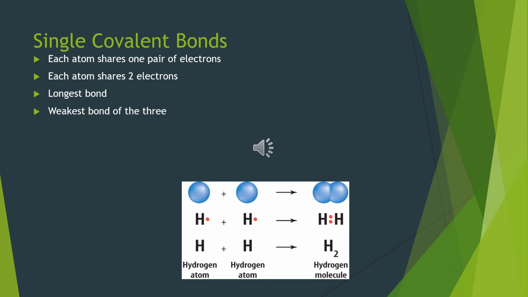Single covalent bond. Each atom shares one pair of electrons and each atom shares 2 electrons, and it is the longest bond and weakest bond of the three. In the picture, that is formation of hydrogen molecule, we can see that each hydrogen atom shares 2 electrons.